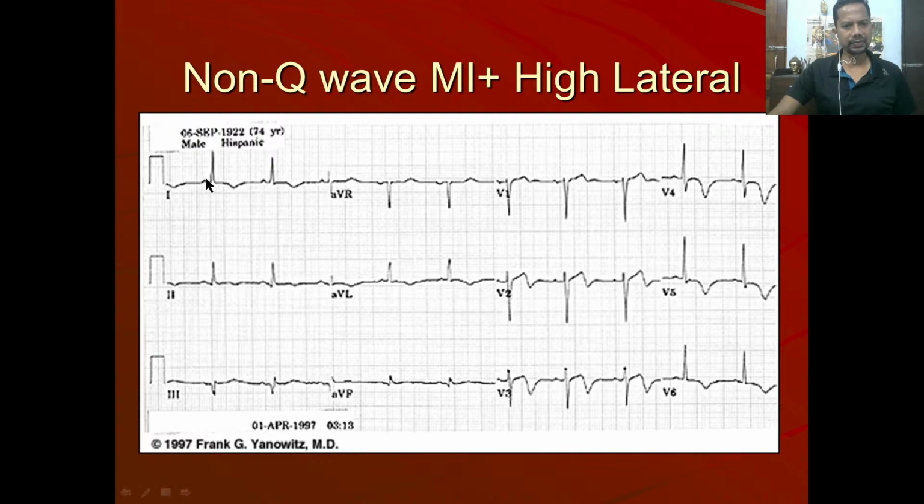So you will see R waves are always there. There is coving, biphasic T, high lateral, coving, R wave is there, T inversion. So you will see deep symmetrical T inversion, okay, non-Q MI.